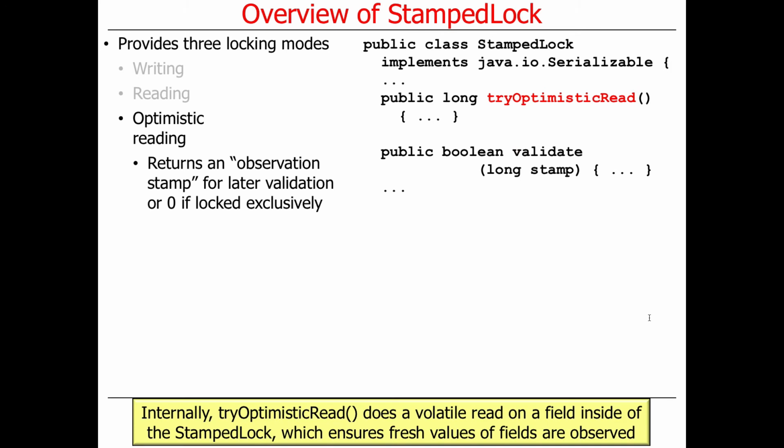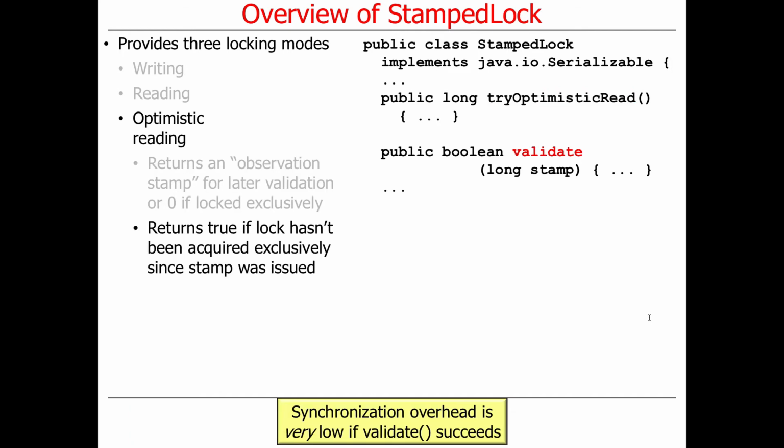So try optimistic read is the main method that you first call. What that does is return what's called an observation stamp. So it's a stamp like the other locks take, except it's going to be used for validation shortly thereafter. What happens is that optimistic read does a volatile read on a field inside of a stamped lock, and that ensures that we're always getting the latest version of the field. So you don't have to worry about memory contention and memory visibility issues when using stamped lock. However, this volatile read is very, very cheap, so it doesn't have much overhead at all.